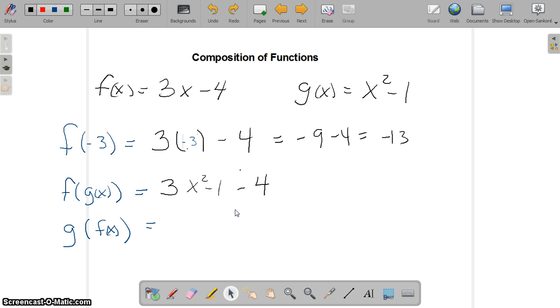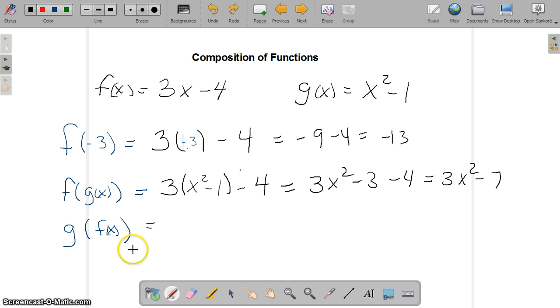Now remember, I talked about those parentheses before. It's really important to put the parentheses around that. Whenever you take a function and substitute it into the other function, put parentheses around it to make sure you do all of the operations properly. Now when we multiply this out, we use the distributive property: 3x squared minus 3 minus 4, and we can simplify that and rewrite it as 3x squared minus 7.